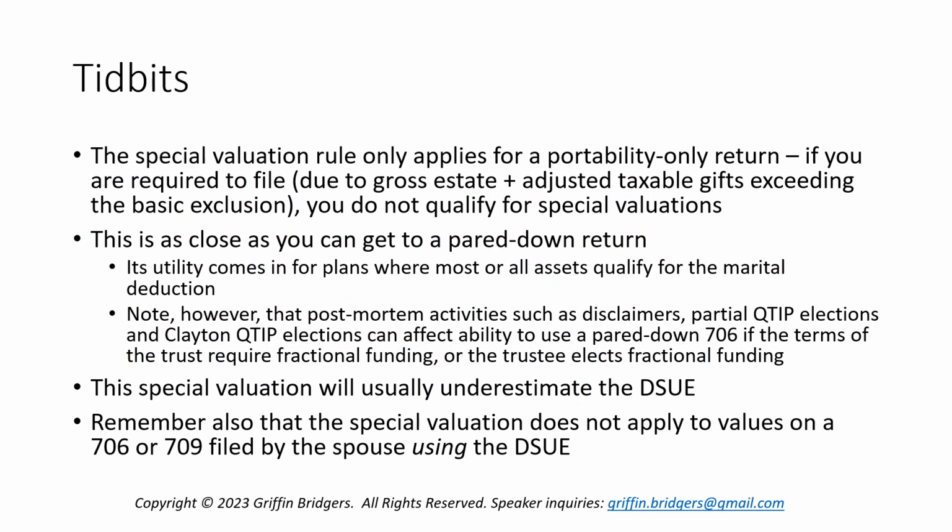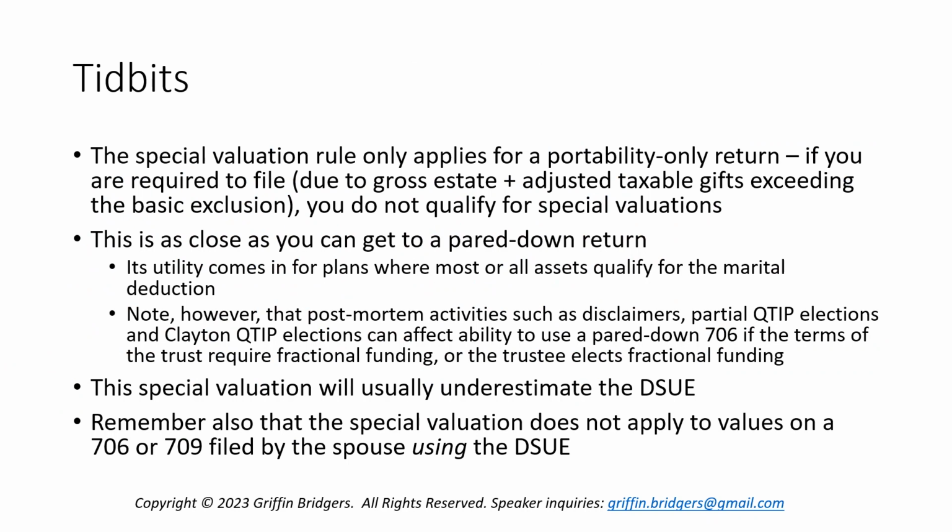Instead, this utility is going to come in for plans where most or all of the assets qualify for the marital deduction, and you're making a Q-tip election for everything, because as we're going to see, because marital or charitable deductions generate DSUE, it's going to be important here to increase your Q-tip election because that's going to increase the DSUE that might be generated.